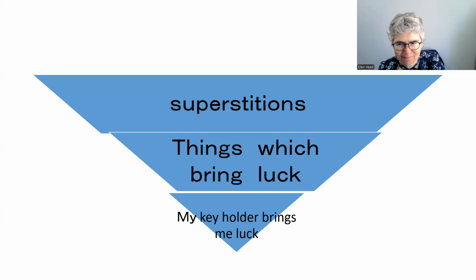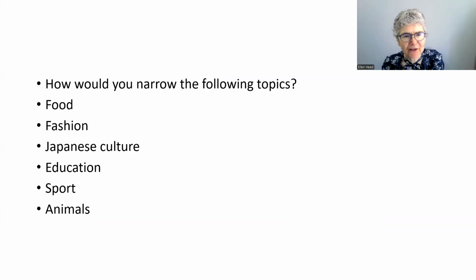Here's one more example. So over to you. How would you narrow the following topics? Please choose 3 and see if you can make this kind of breakdown to something specific for 3 of these topics, so that you're going from a general title. Okay, I want you to write about food. Okay, I want you to write about the food in your country. Okay, I want you to write about the food and health in your country, for example.